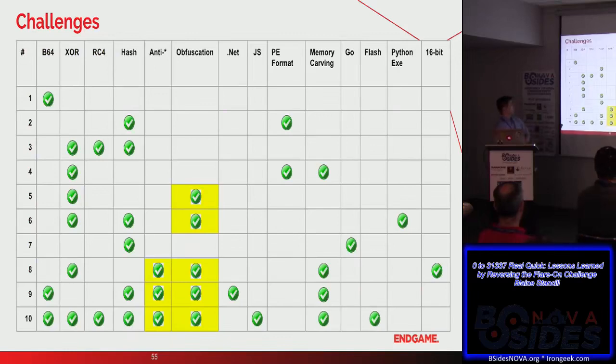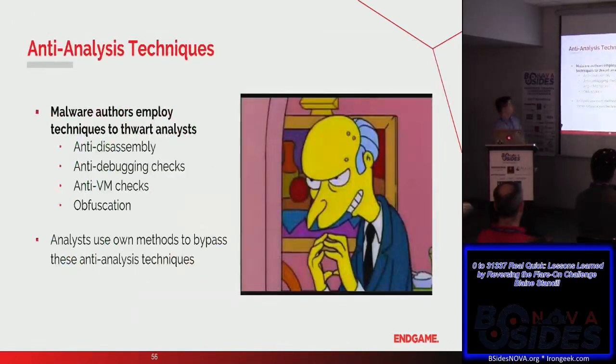Okay. So, as you can see, a couple challenges in the Flareon challenge did include anti-analysis and obfuscation. Anti-analysis techniques are employed by malware authors to basically thwart analysts. Some examples of these include anti-disassembly, anti-debugging checks, anti-VM checks, and obfuscation. And in response to these anti-analysis techniques, analysts employ their own methods to bypass those anti-analysis techniques.